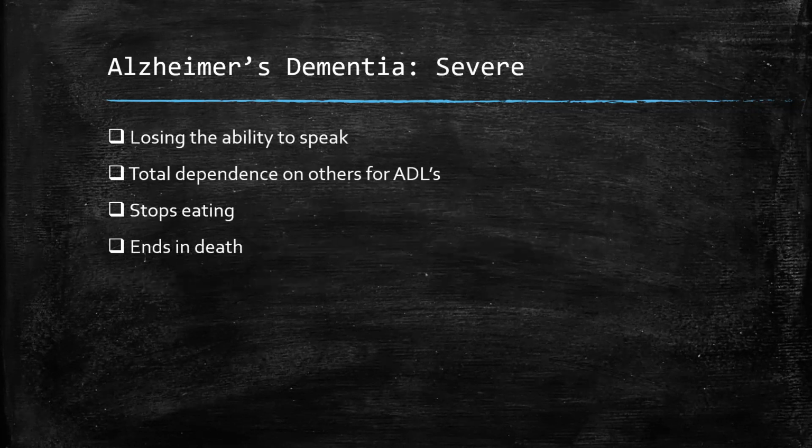In the more severe stages, that person likely will lose their ability to speak. They're going to have a total dependence on others to complete those activities of daily living. Many times they stop eating, and ultimately it would end in death.